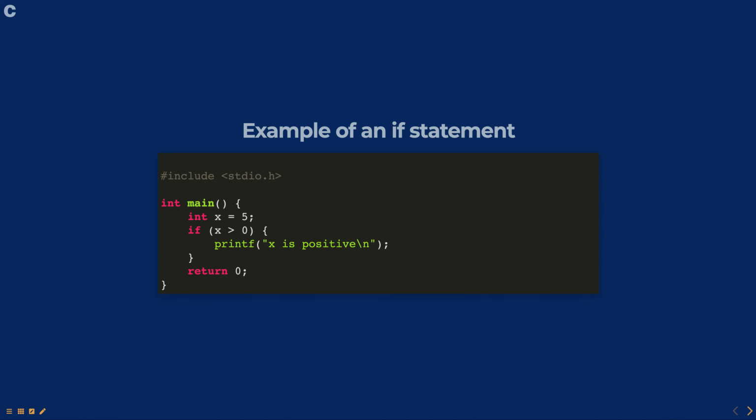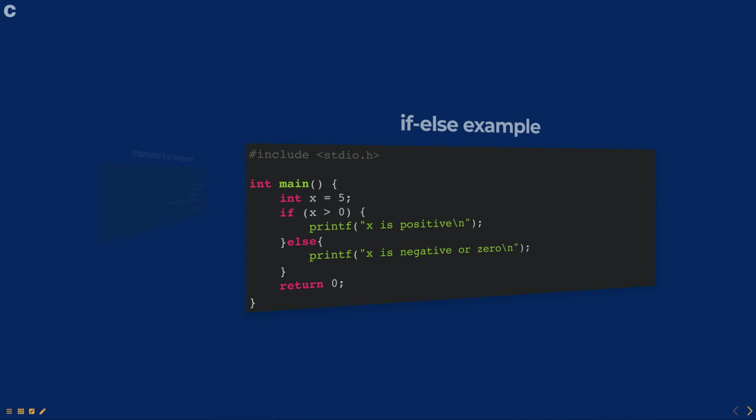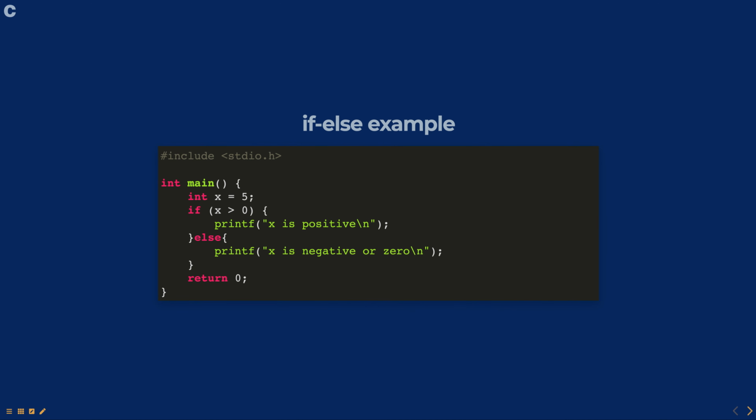The if statement can be used with an else statement, which is executed when the if condition is false. In this example, the if condition is true, so the statement inside the if block is executed and the output is x is positive.